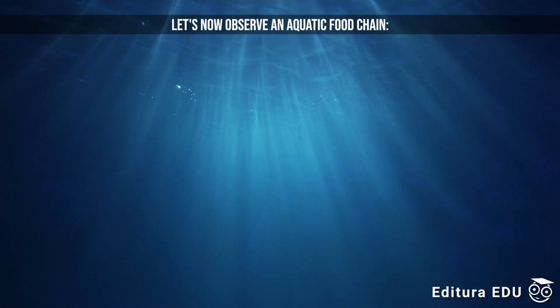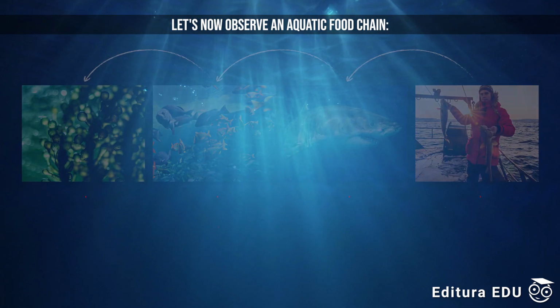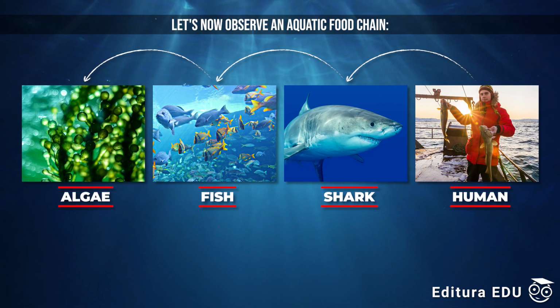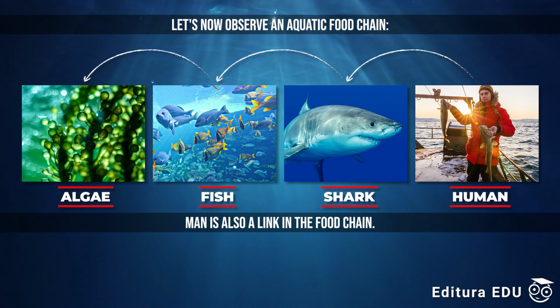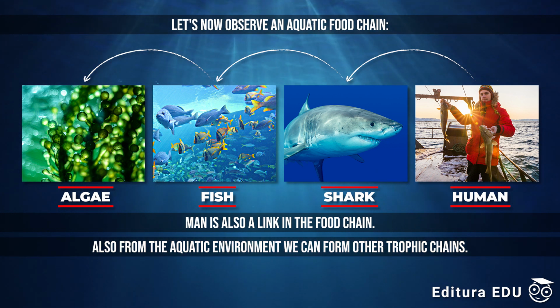Let's now observe an aquatic food chain. Little fish feed on algae. They are caught by large and fast predators such as tuna or sharks. They in turn fall prey to man. As you have well noticed, man is also a link in the food chain. Also from the aquatic environment, we can form other trophic chains.